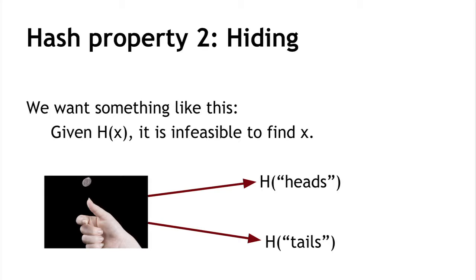It's easy in this scenario to find what the input string was. It's easy to find x. You simply compute the hash of the string heads and the hash of the string tails, and you see which one you got. And so in just a couple of steps, you can figure out what x was. The reason this example failed, that is, the reason why an adversary was able to guess what the string was, is that there were only a couple of possible values of x.